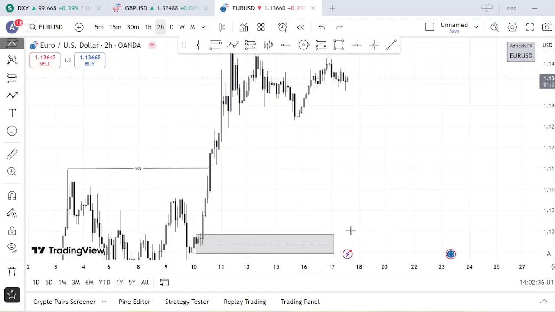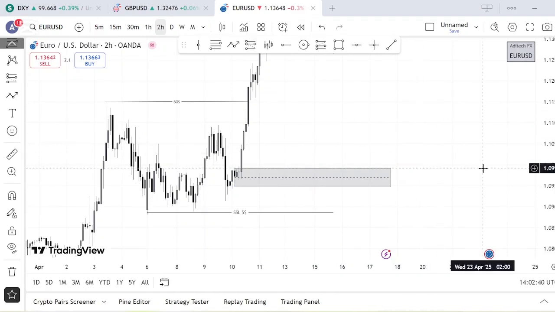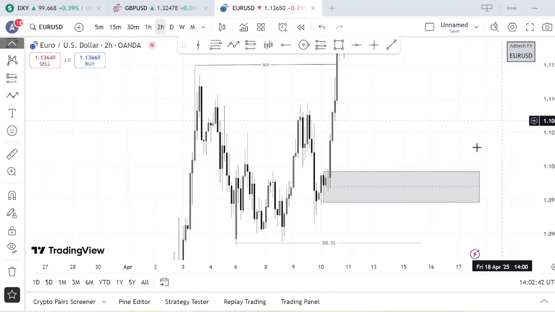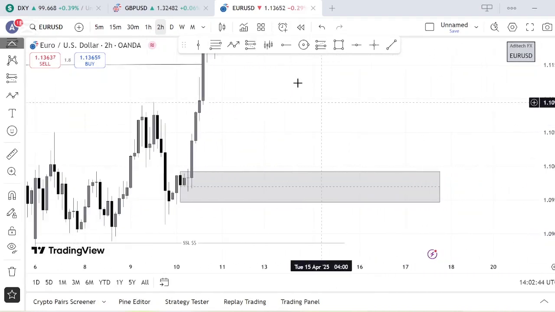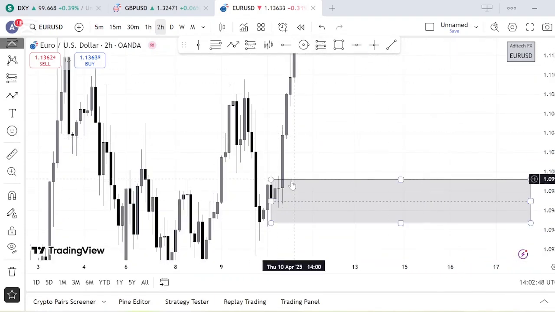Now, this is our order block. Now, where can we find fair value gap or imbalance, right? We have a perfect example of fair value gap right here. You can see this massive candlestick right here.